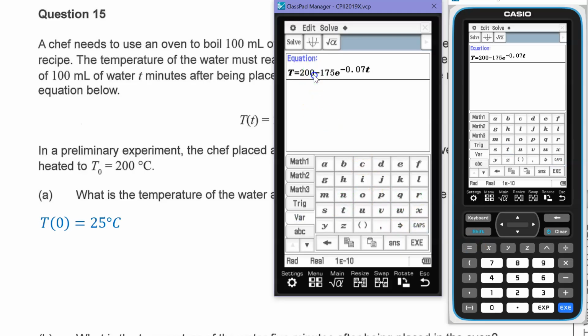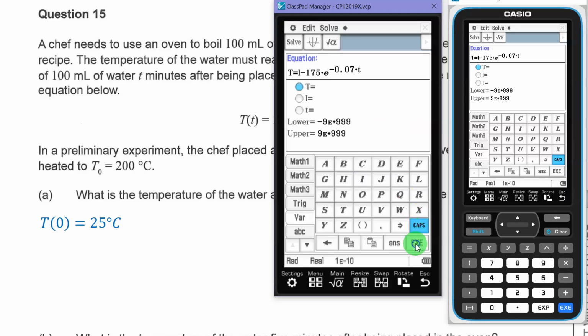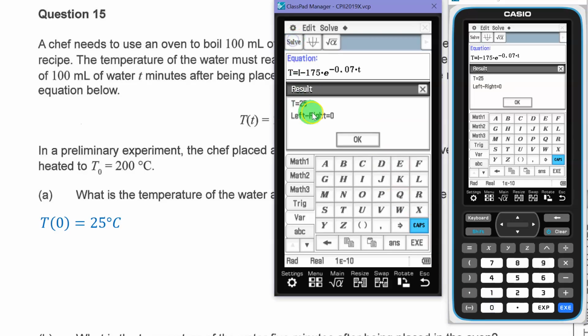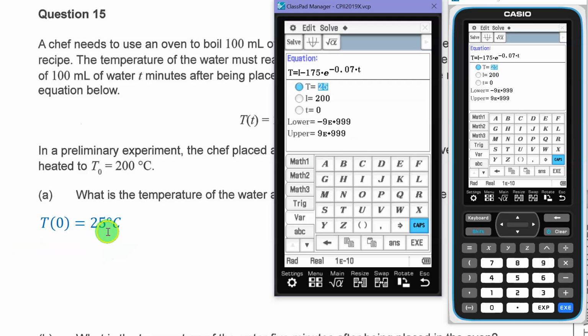And we're actually going to need to change this one in a second. So let's call this one capital I for the initial temperature. So here we go. The initial temperature for the first question is 200. The time is 0 and we want to solve for T. Done. The initial temperature is 25.